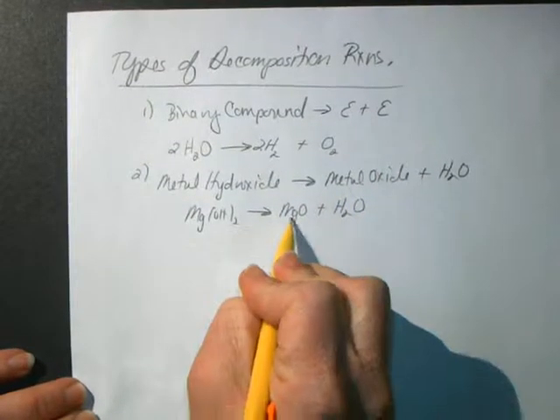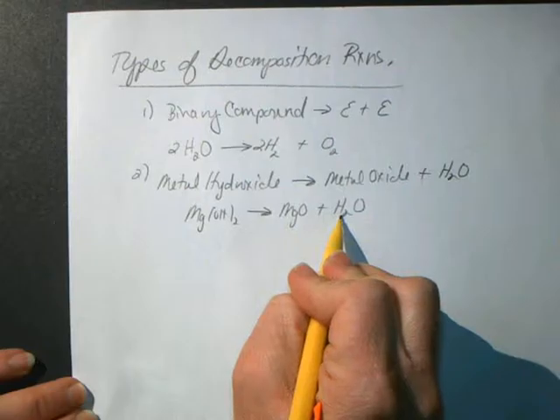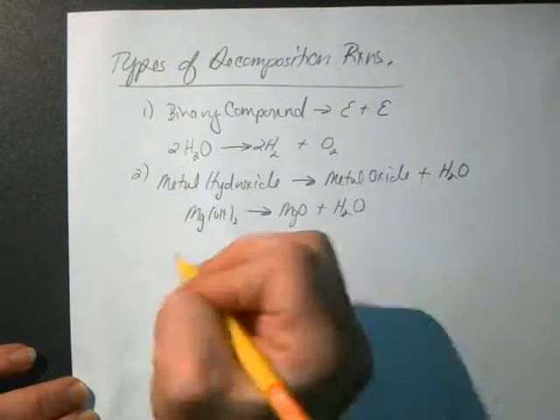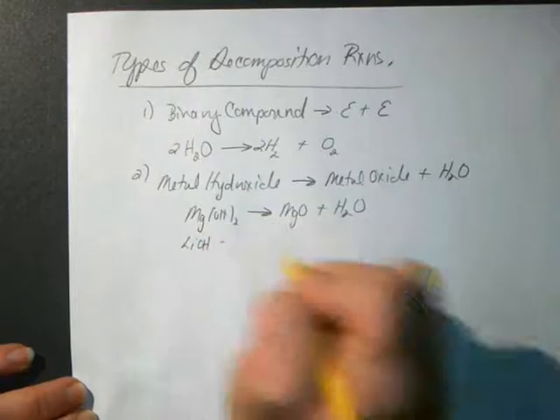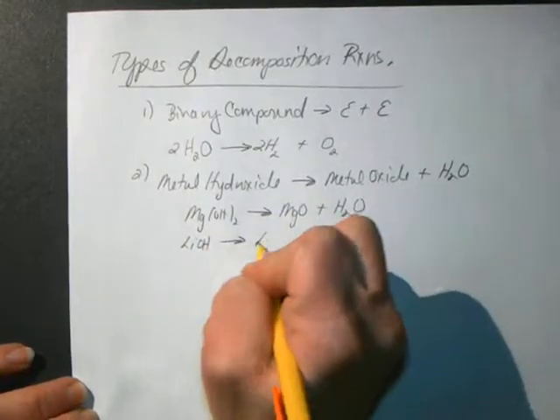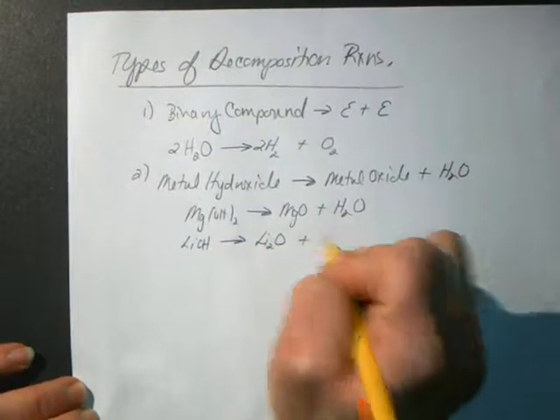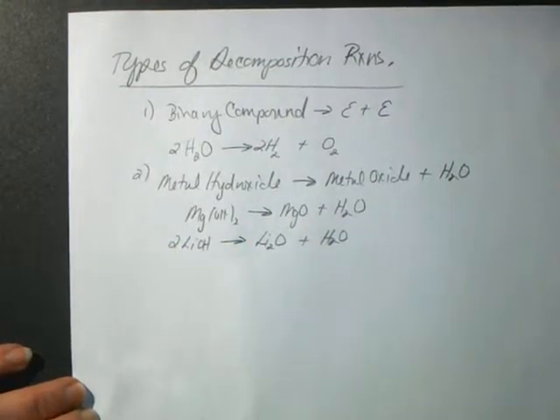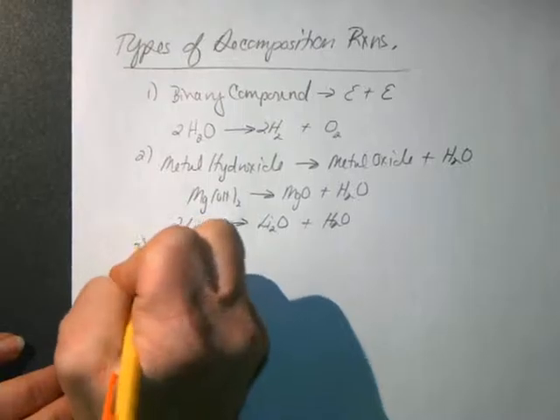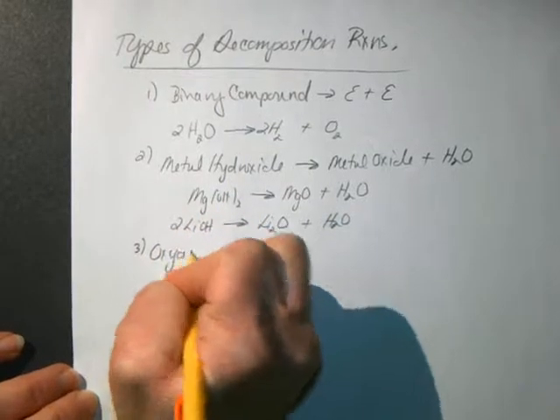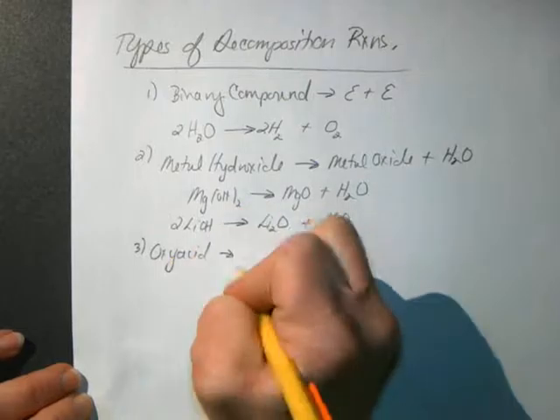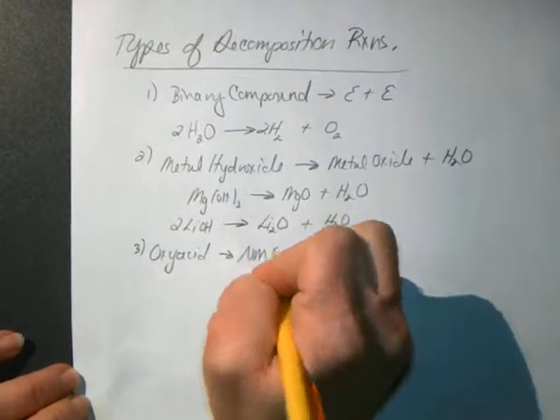1 magnesium, 1 magnesium, 2 hydrogen, 2 hydrogen, 2 oxygen, 2 oxygen, balanced as written. If we take lithium hydroxide and react it, we will create lithium oxide and H2O, and we need a 2 there to balance. +1, -2, that's our correct formula. If we decompose an oxyacid, we will get out what we use to make it, and that is a nonmetal oxide and water.